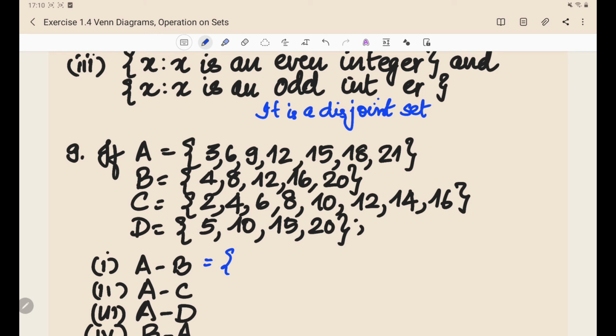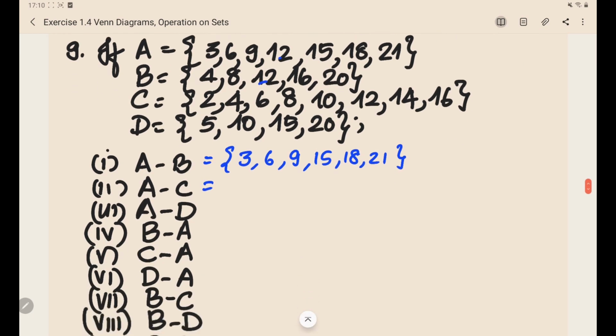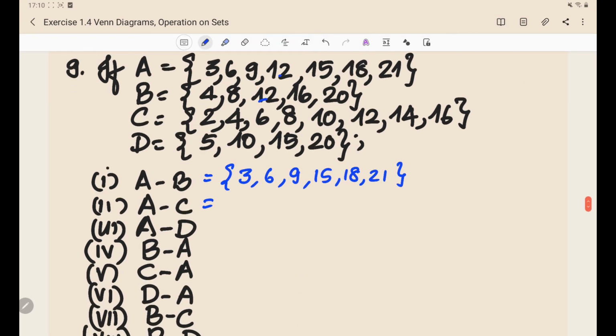So what is A minus B? All the elements of A, and these elements should not be existing in B. For example, 12 is there in both, so you have to avoid that. 3, 6, 9, again 15, 18 and 21. So these are the elements of the set A minus B. Now let's write what A minus C would be.